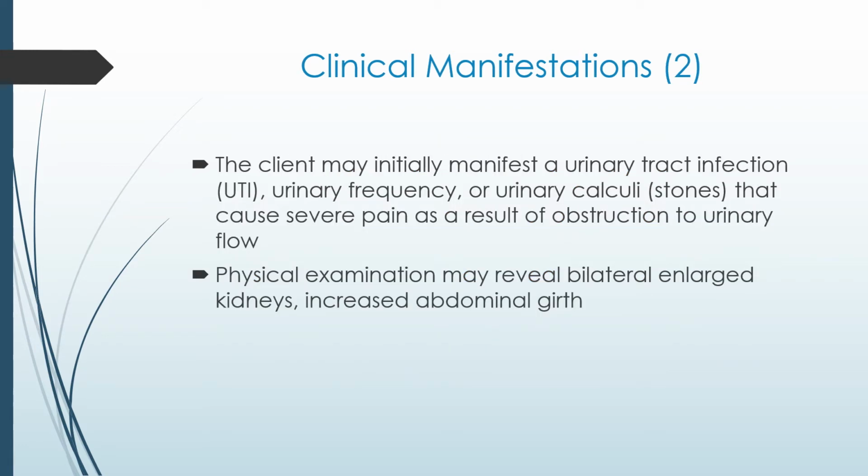The client may initially manifest a urinary tract infection, urinary frequency, or urinary calculi that may cause severe pain as a result of obstruction to the urinary flow. Physical examination may reveal bilateral enlarged kidneys or an increased abdominal girth. And this is another thing that your client may notice. They may notice that their belly is getting larger and they're not exactly sure why, or they just might attribute it to a weight gain.